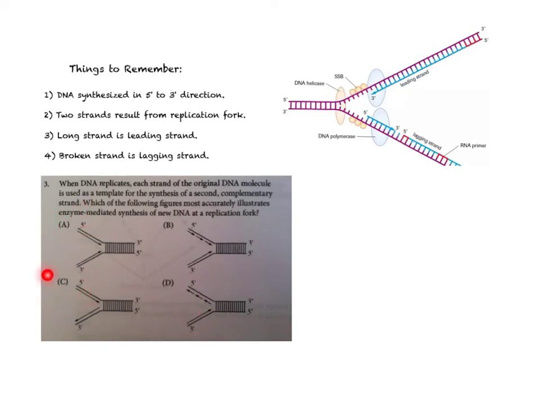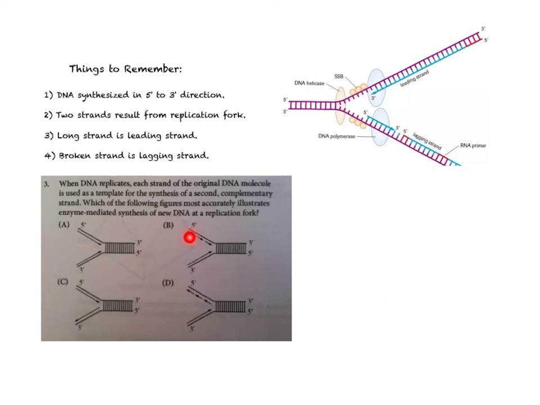A and C are wrong for multiple reasons. First of all, they're showing two continuous strands being synthesized. The direction of the arrows shows the direction of replication or the synthesis of the new strands of DNA.